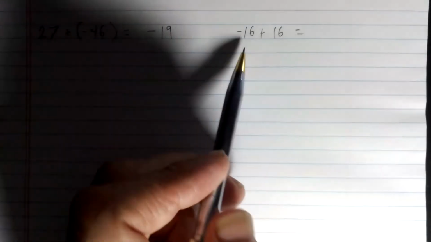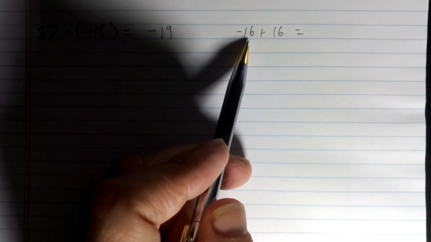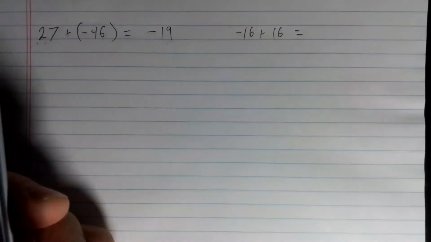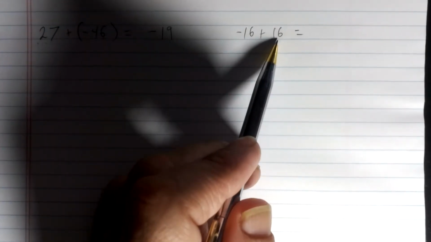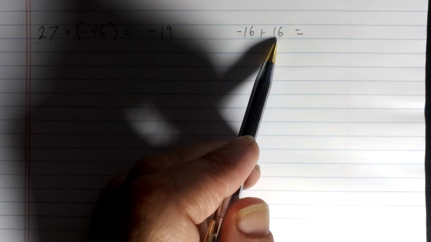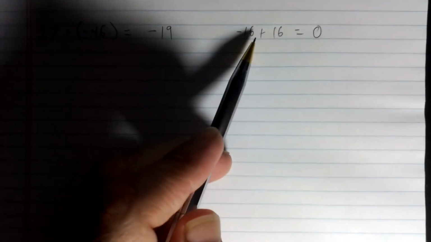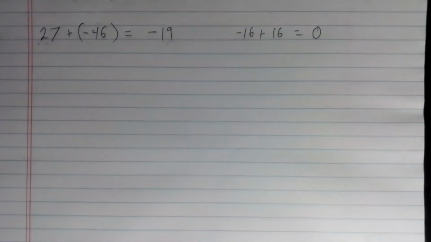Now here, to some it may seem simple, and to others this may seem quite difficult. Let's just follow the rules. If I start with my first number 16 and it's negative, I'm going to go 16 spaces to the left. And then when I come to the next number 16, it's positive. So now I would move back 16 spaces to the right, and I would just end up at 0. Negative 16 plus 16 is 0.